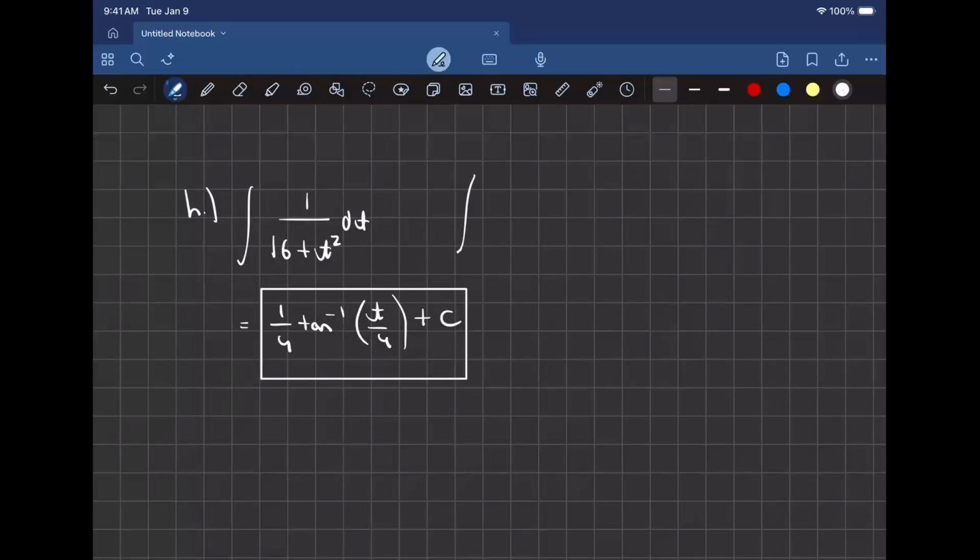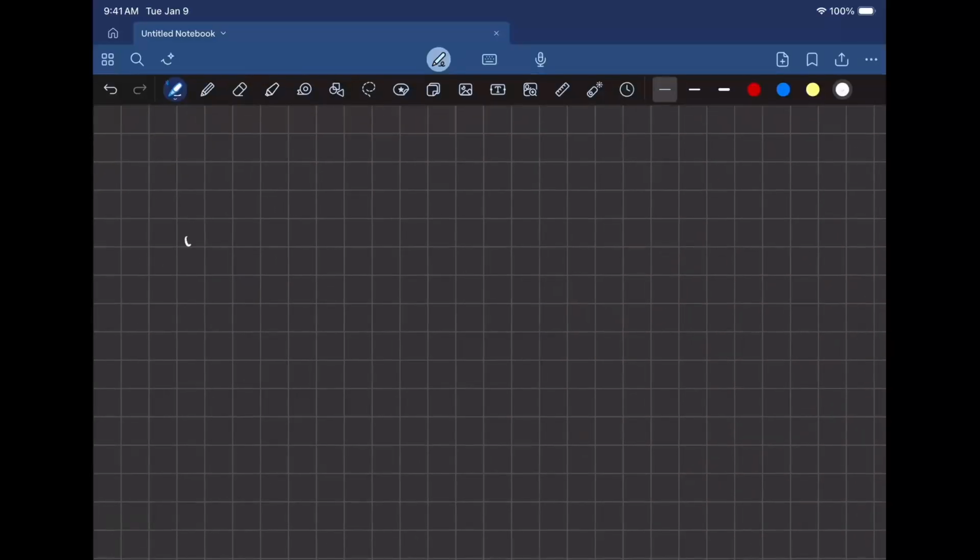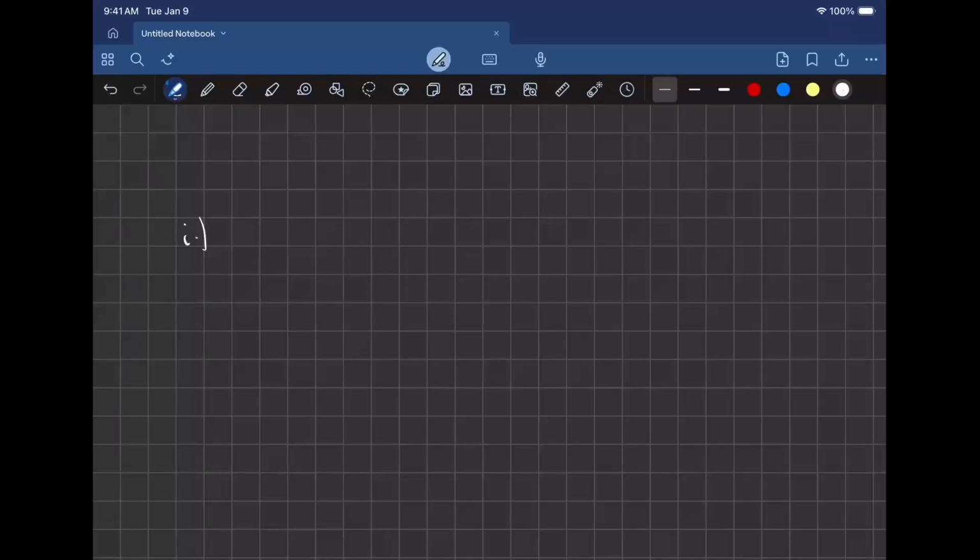Right, just remember this. The integral of dx over x squared plus a squared is 1 over a tan inverse x over a. Okay, now we'll be on integral number I. So this is letter I. This is the integral of 1 over 1 plus 2r dr.